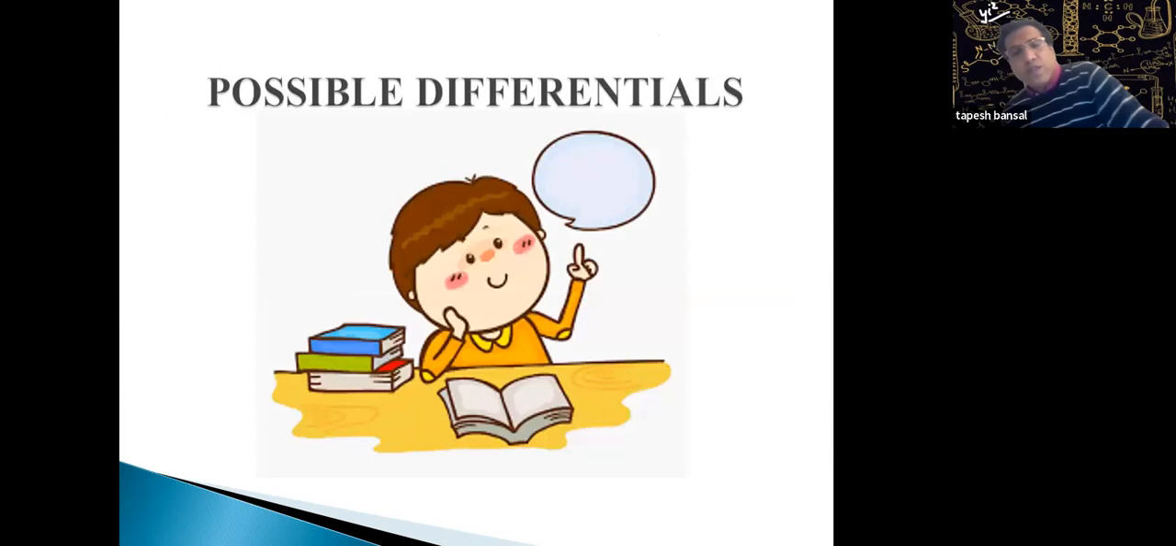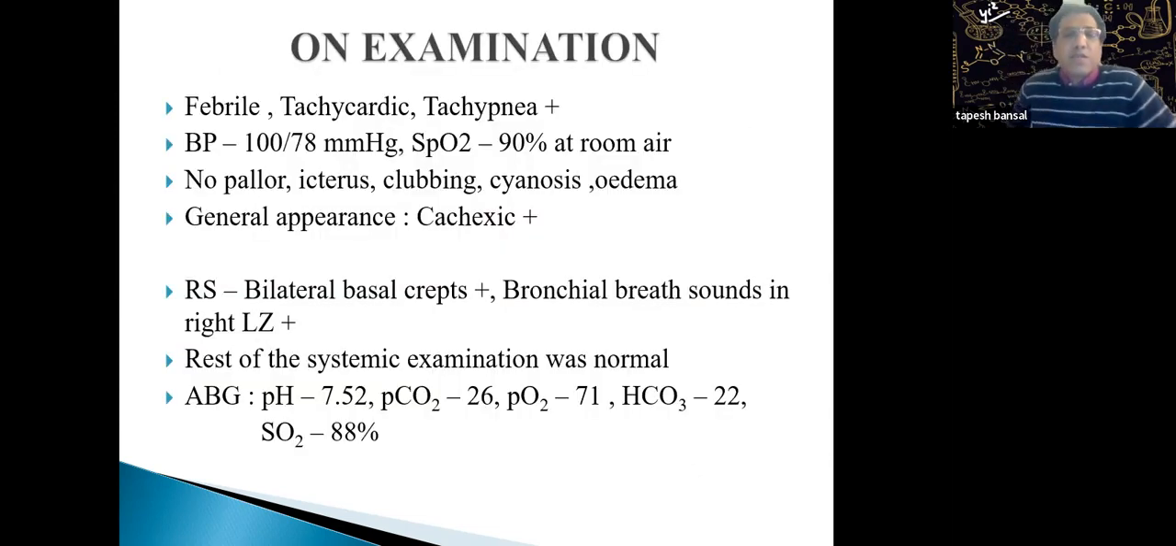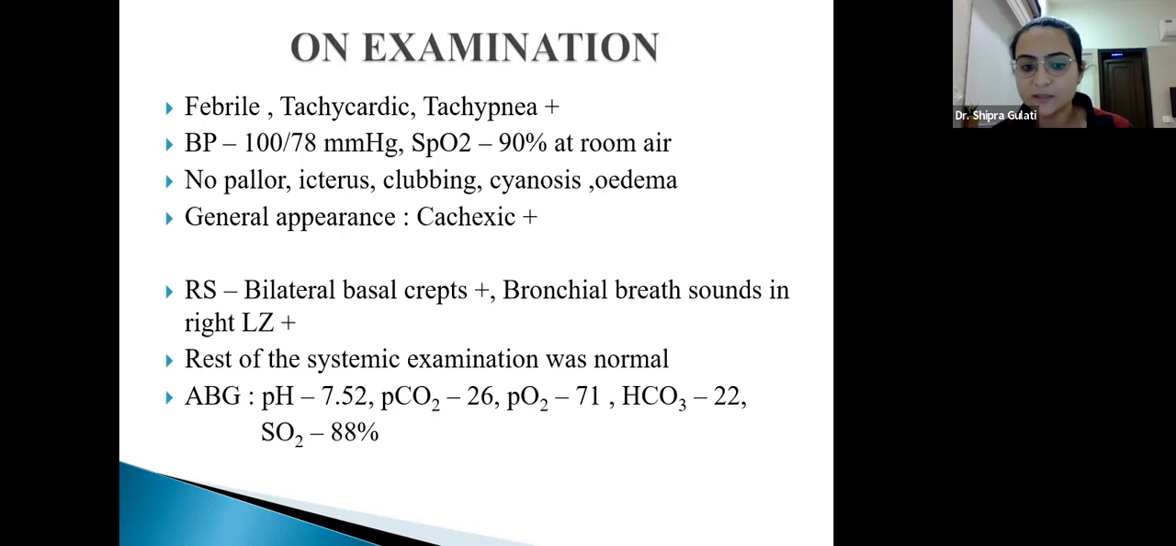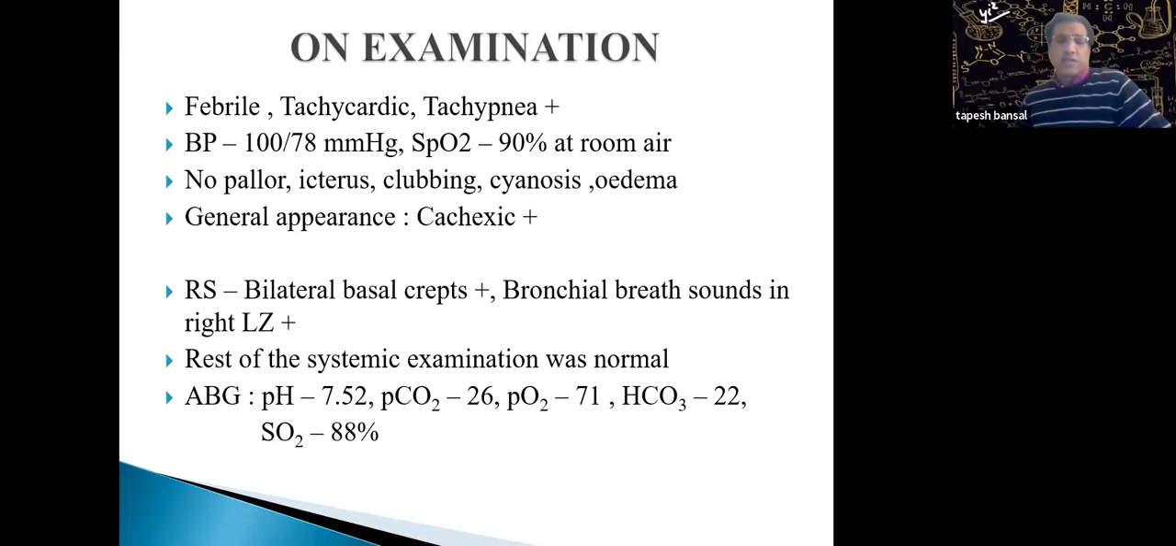Okay, so we'll just go back there at the examination. Now, one thing I would like to ask you, Dr. Shipra, this ABG was on room air or on oxygen? So this was on room air, but it appears to be a mixed sample because SaO2 on the ABG is 88. Yes, yes. That is one of the problems here.